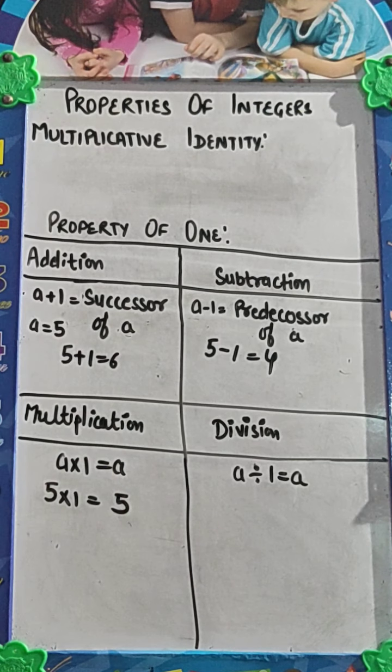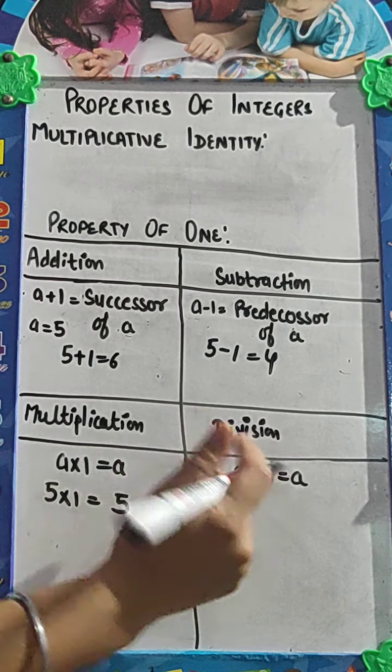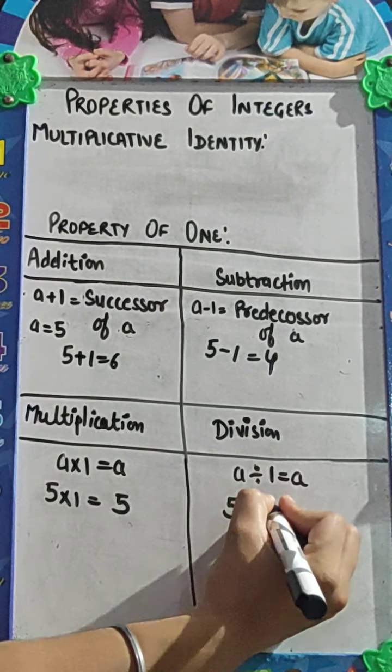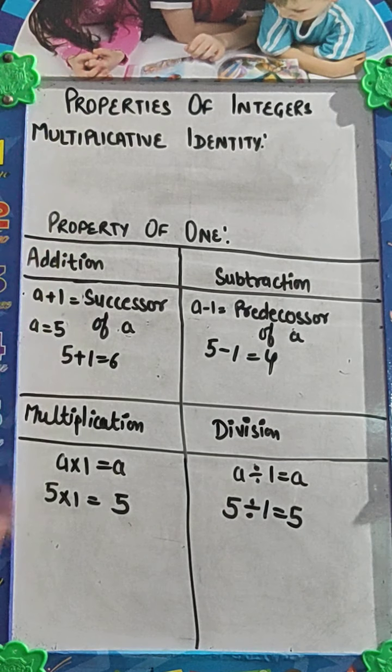For multiplicative, we have to get the same number. So 5 multiplied by 1 is equal to 5. We get the same number. And if I divide any integer by 1, we again get the same number. So these are the properties of 1.